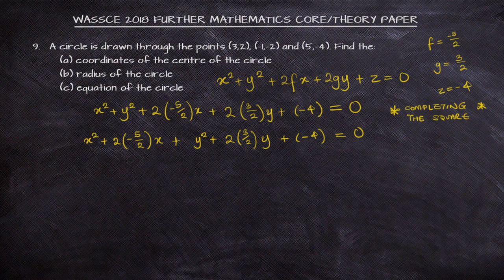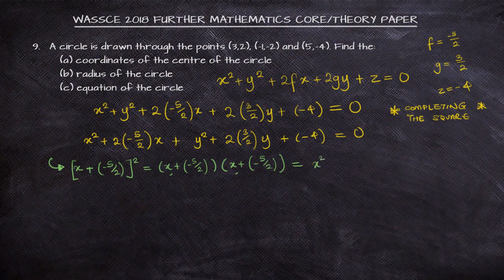Now, generally, when we are having a factor, let's try and explain that. Generally, when we're having, let's say, x plus minus 5 over 2, and we are squaring all this, let's try and expand this. This will be x plus minus 5 over 2 multiplied by x plus minus 5 over 2. Now, if you open this bracket, that will be x squared, and x multiplied by minus 5 over 2 in two places, that will be plus 2 into minus 5 over 2 x. Okay. Then minus 5 over 2 multiplied by minus 5 over 2 will be minus 5 over 2 all square.